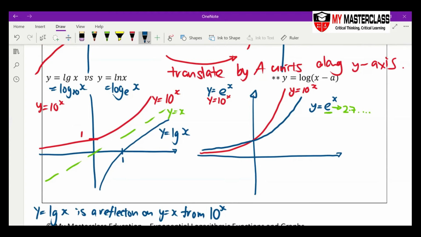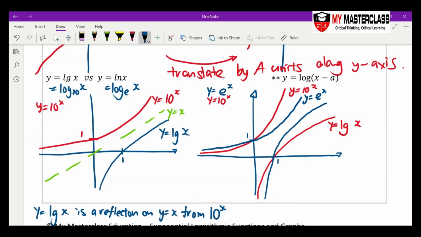We wanted to draw Y equals ln X versus Y equals log X, right? So which one is closer to the axis? The red one. So this is Y equals log base 10 X. The blue one, they will always intersect here, which is 1. This one is Y equals ln X.